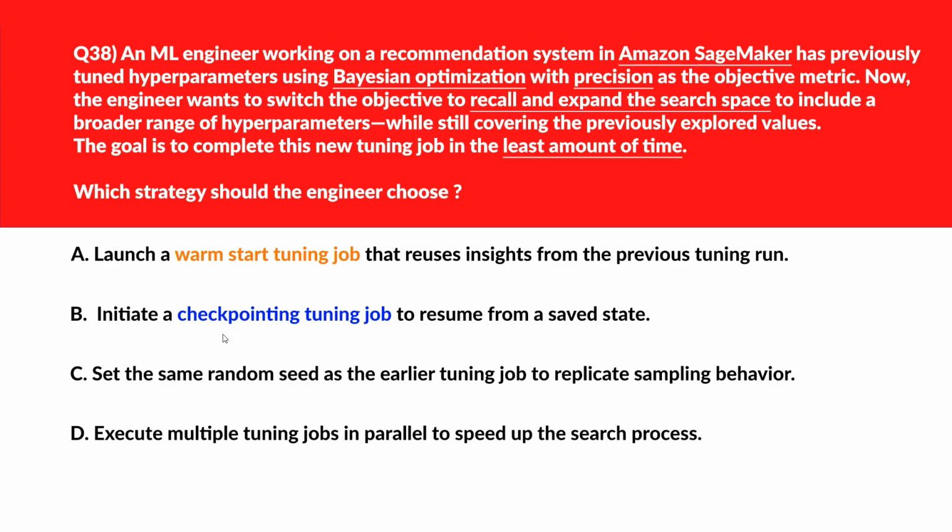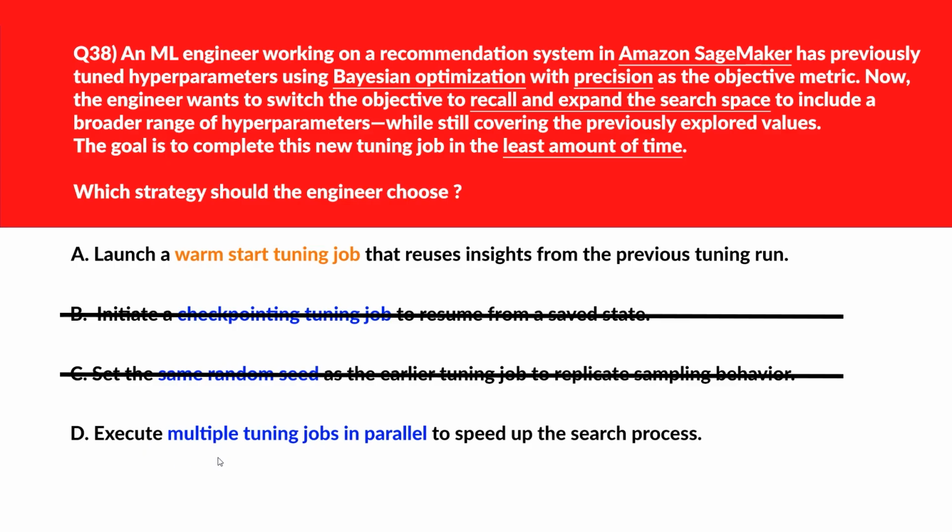B says initiate a checkpointing tuning job to resume from a saved state. Checkpointing resumes the same job but doesn't support changing the objective metric. Wrong answer. We'll move to C. This is set the same random seed as the earlier tuning job to replicate sampling behavior. Using the same seed improves reproducibility but doesn't reduce runtime or leverage prior results. Wrong choice. We'll move to D.